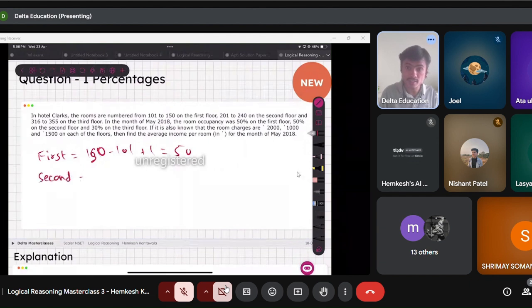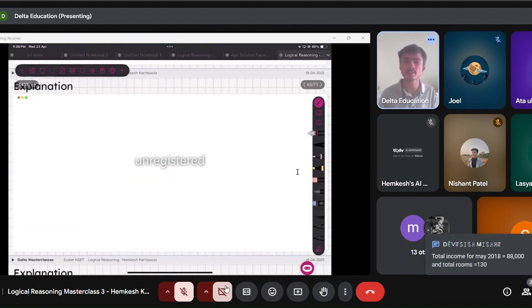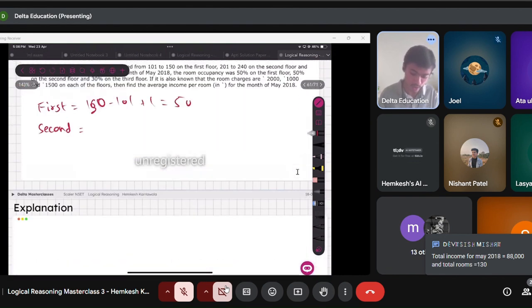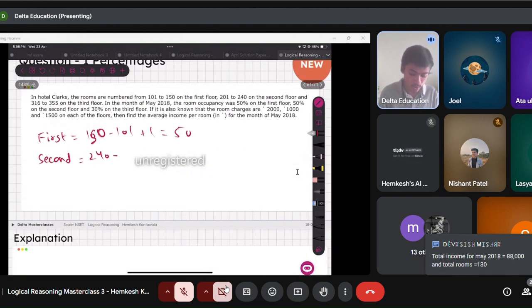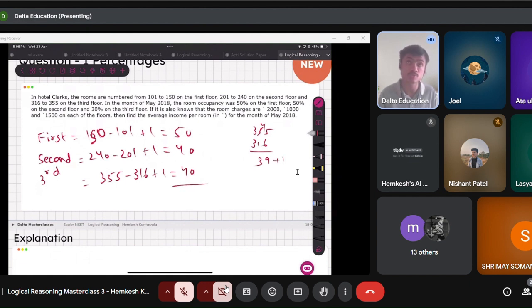second floor, I got 669.23. Okay. 676.92 was the correct answer. I think you made some calculation mistakes. No worries. See, 240 minus 201 plus 1 would be 40. And on the third floor, it would be 355 minus 316 plus 1, which is 39 plus 1, which is 40. Okay. So total rooms are 50 plus 40 plus 40, which is 130.